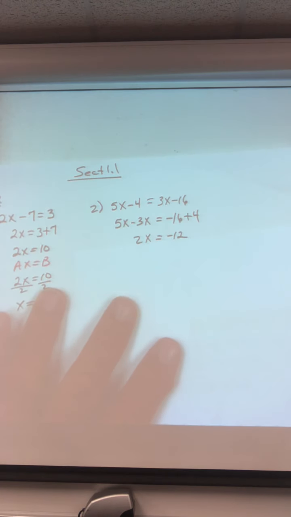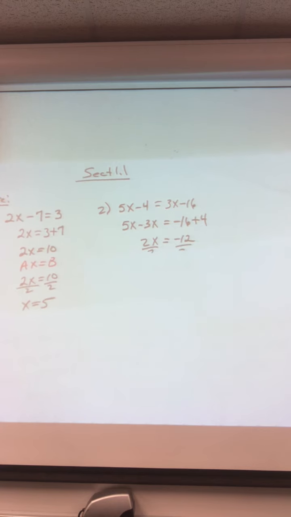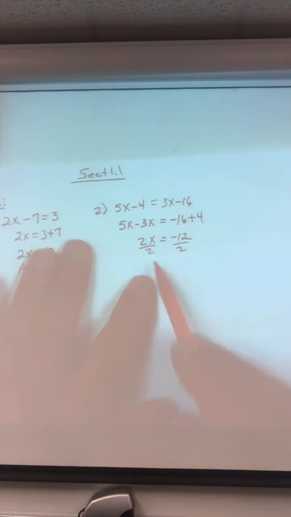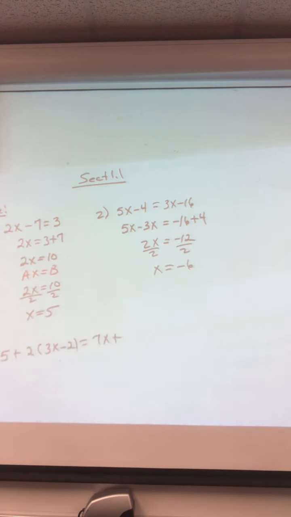Now you're left with 2x equals negative 12. There it is again, 8x equals b. Divide by the coefficient of x. But whatever you do to one side, you have to do to the other to get x equals negative 6.